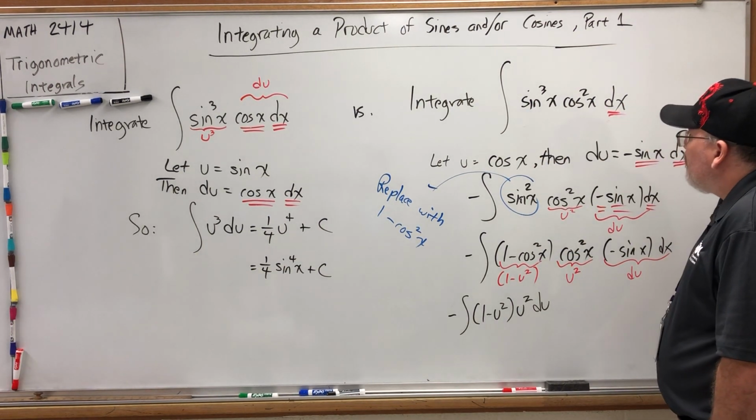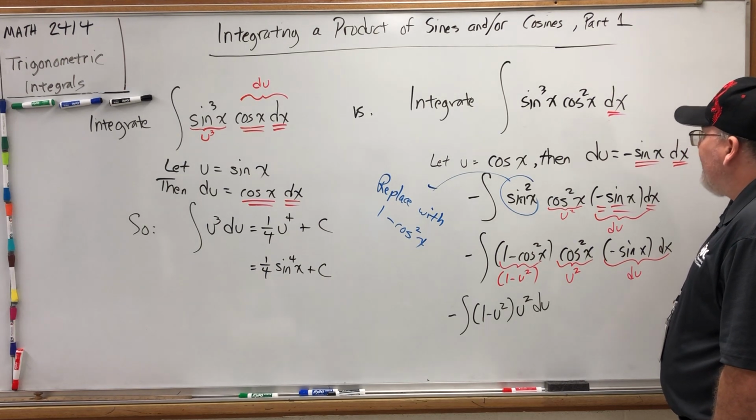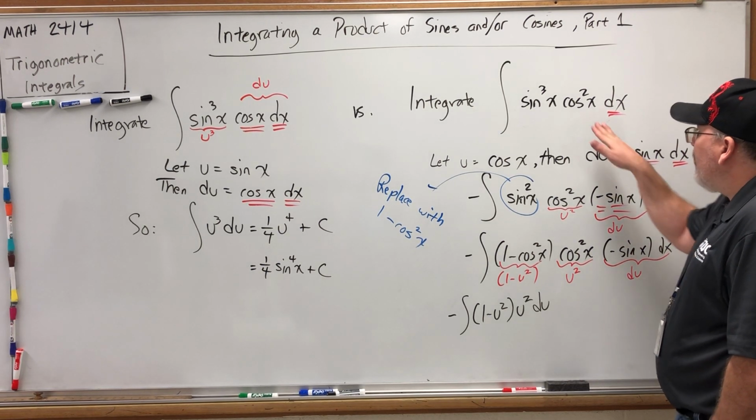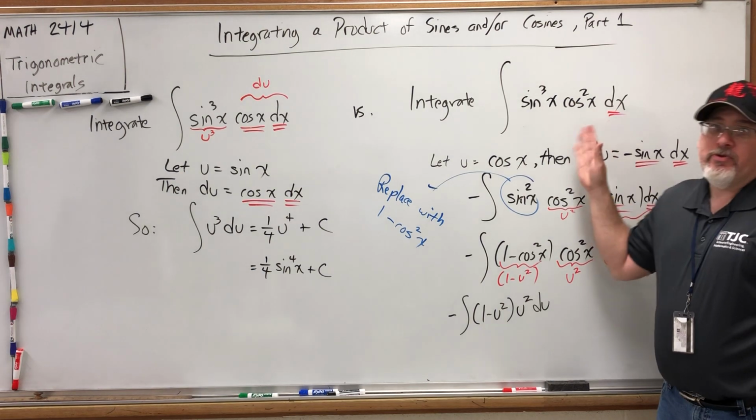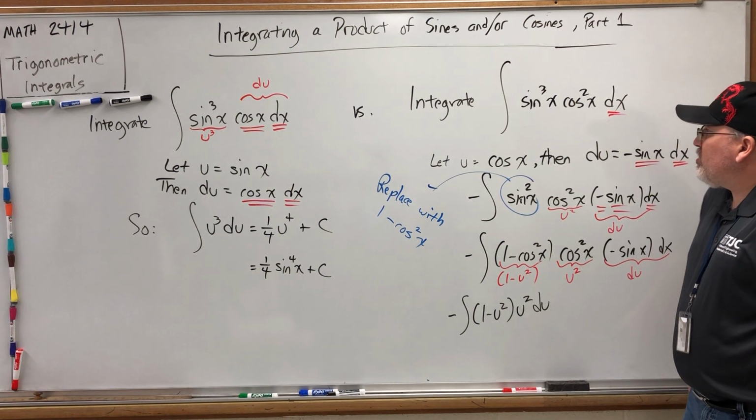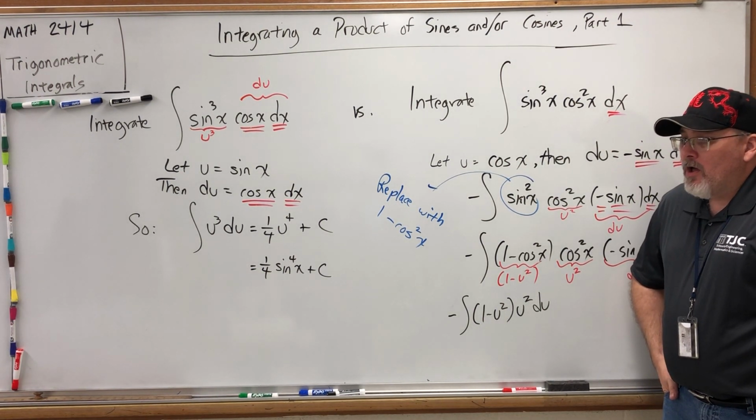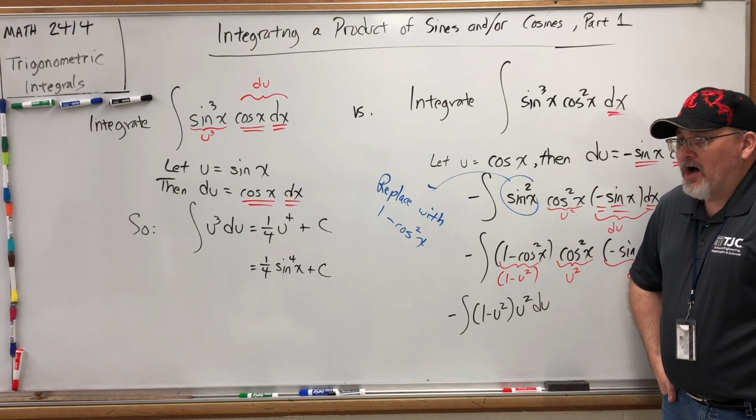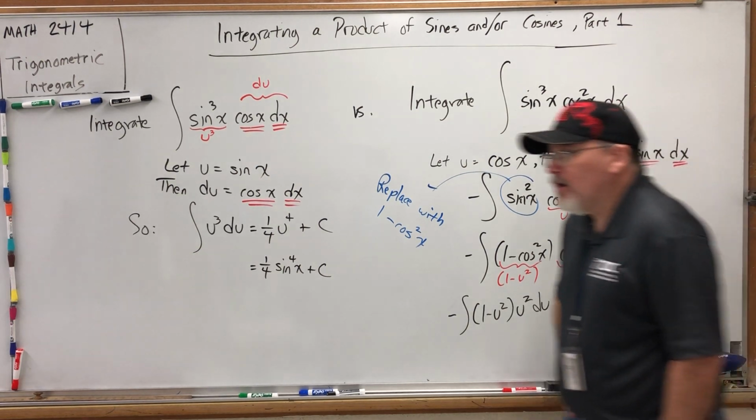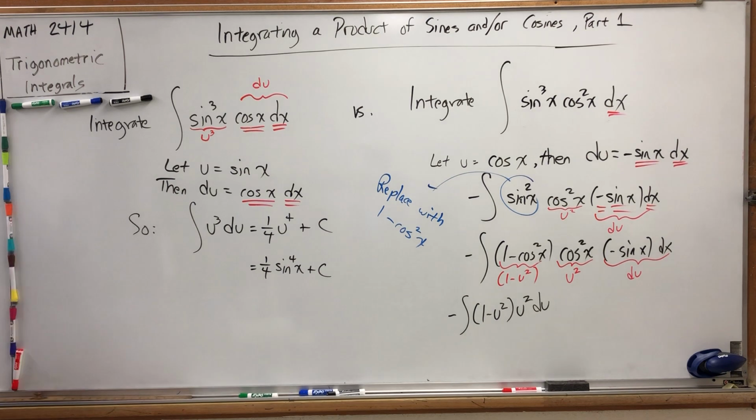So what is the driving factor that says we should let u equal cosine instead of letting u equal sine? It's not just who has a power, but who has an odd power. Dun dun dun. That's meant to be a cliffhanger, so check out the next video.